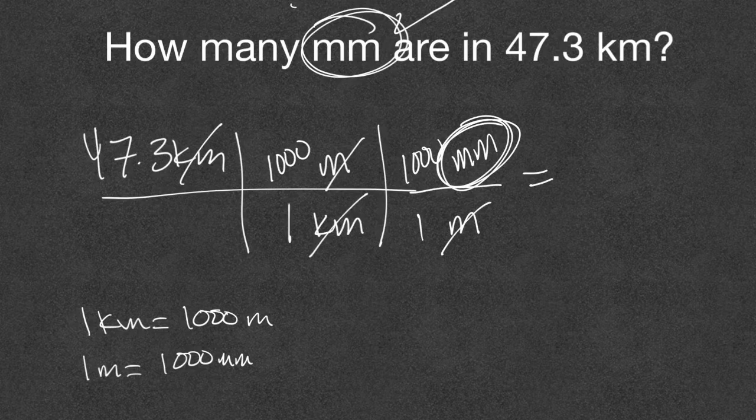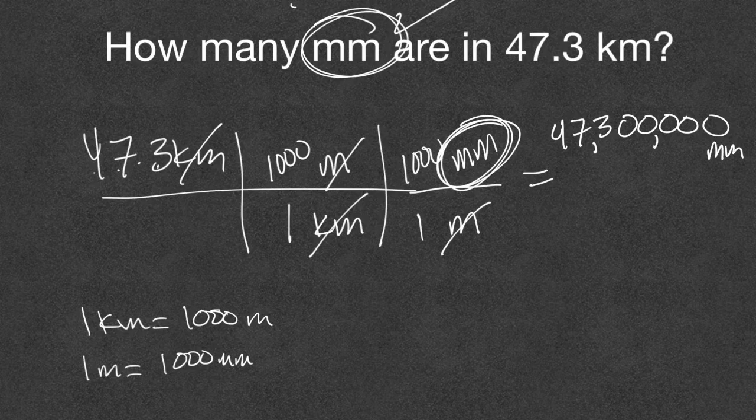I'm ready to put this in the calculator. All of these numbers are on top. Top, top, top. Only ones are on bottom. So we're just going to multiply. I'm going to put 47.3 in my calculator times 1,000 times 1,000. Now I am still wanting that as 3 sig figs, 1, 2, 3. And I'm getting 473. Let's see, how many zeros is that? 1, 2, 3, 4, 5. And that would be in millimeters.